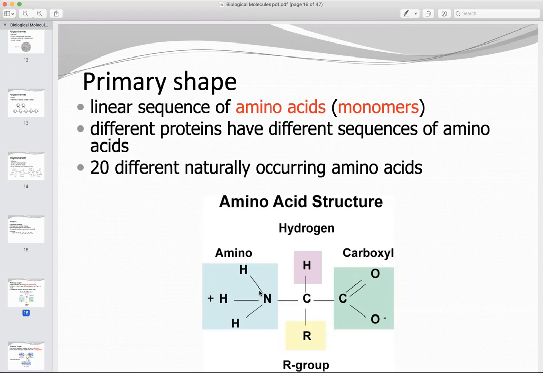I mentioned this back in our section on chapter 2, where we talked about those abundant chemical elements, and I said that we saw nitrogen as a major requirement in our protein synthesis, because we have these amino groups where nitrogen is a part of these amino groups.